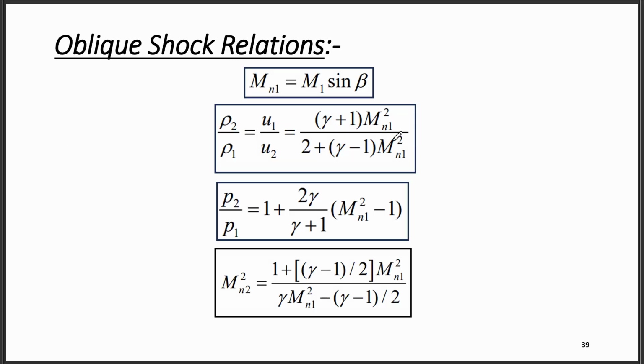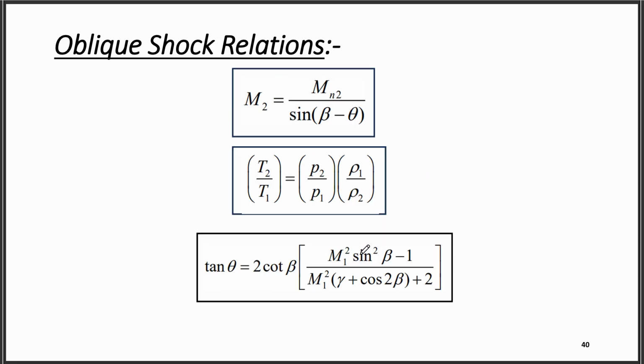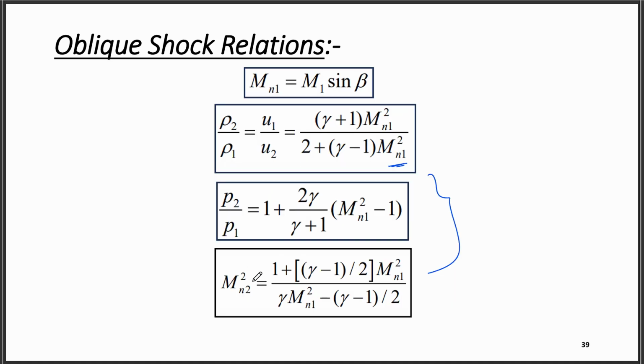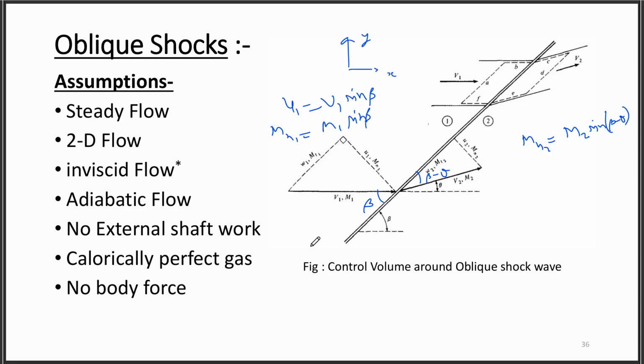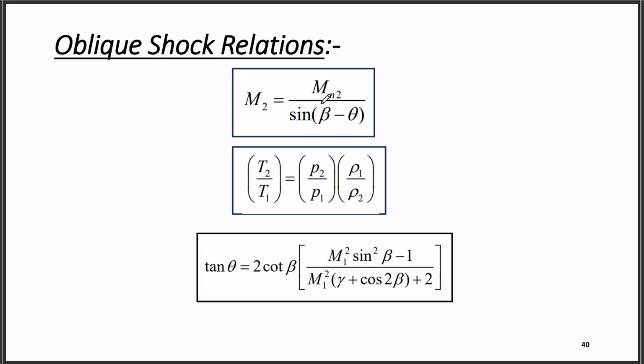So similar to before, ρ2 upon ρ1 equal to u1 upon u2, equal to (gamma plus 1) Mn1 square upon 2 plus (gamma minus 1) Mn1 square. Here in the normal shock it was M1, now Mn1. Similar relations hold for p2 upon p1 and Mn2 also. M2 we can find after finding Mn2. So M2 equal to Mn2 upon sin(beta minus theta).